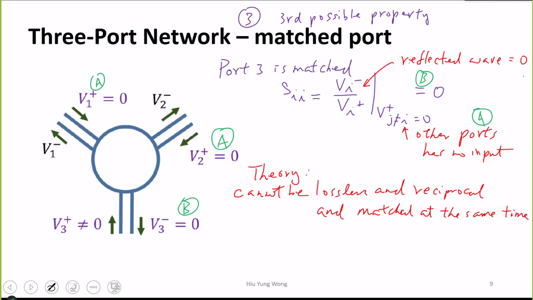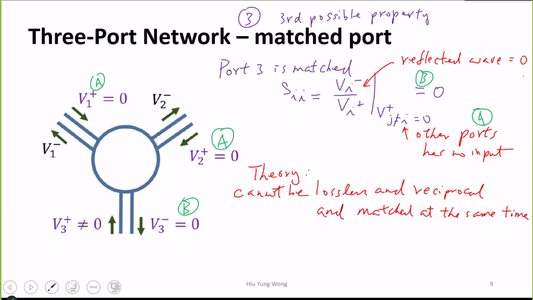So it looks like I did not teach you anything. Basically, we just learned the 3-port network. I hope that now you understand what is incident and reflected wave. You have 3 ports. It can be lossless, then it's unitary. It can be reciprocal, then it is symmetric. It can be matched, then there's no reflection at a certain port. But the point is that they cannot be lossless, reciprocal, and matched at the same time. You can only have 2. That is just the result of the matrix property.